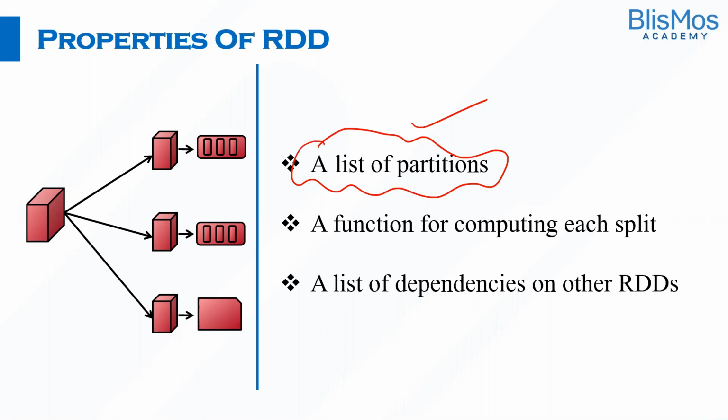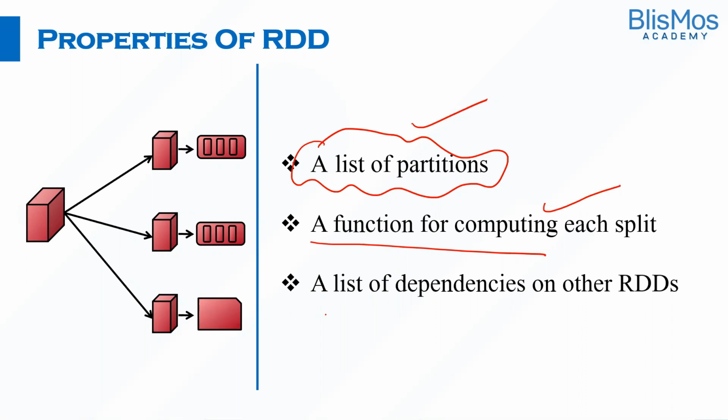So as we know, RDDs are one of the data structures to hold the data. Now that big data need to be partitioned, RDD should have a list of partitions. And also, now that RDD need to have a list of partitions, it should also have a function for computing each split. That may differ from project to project depending upon your requirement.